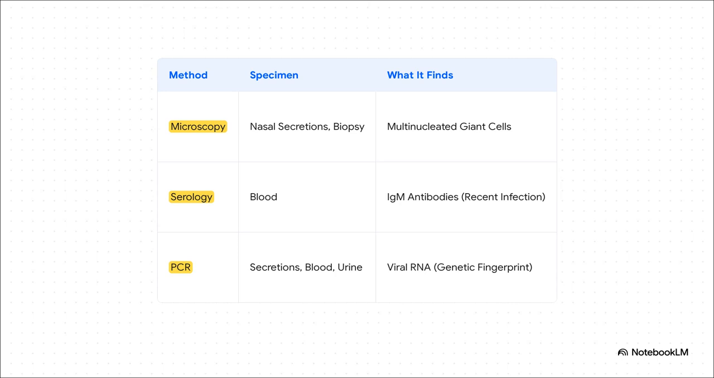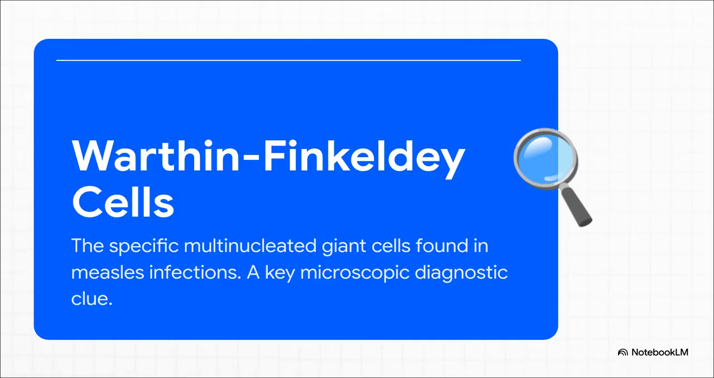Then you have serology. This is where you check the blood for the immune system's response, looking for the specific antibodies that act like an alarm bell, screaming, recent infection. And finally, you have the gold standard, PCR. Think of this as getting a genetic fingerprint. It directly detects the virus's RNA. It's like finding the suspect's DNA at the crime scene. It's a positive ID.